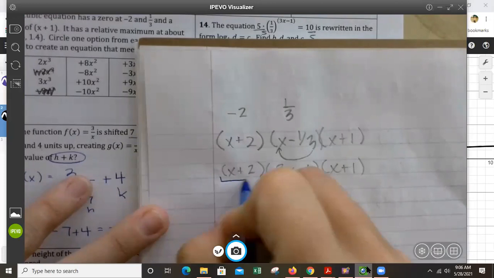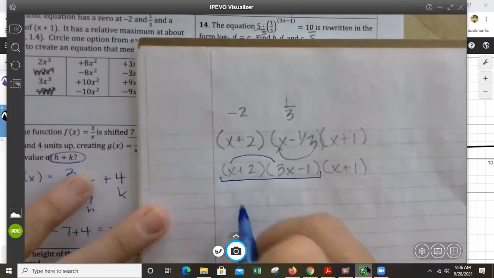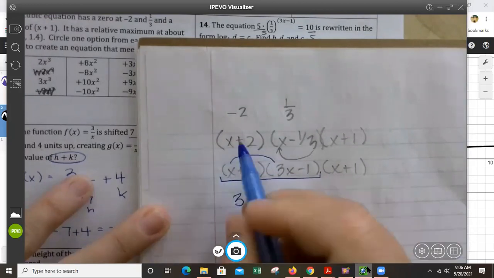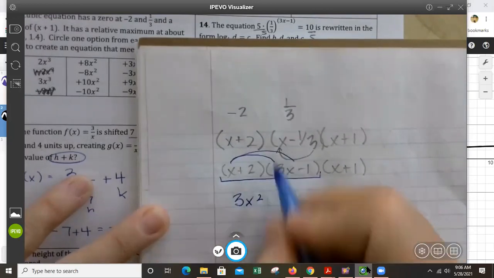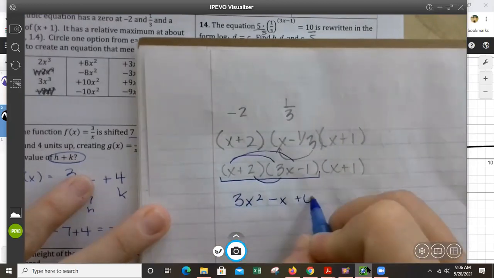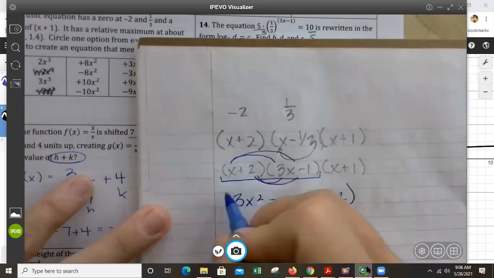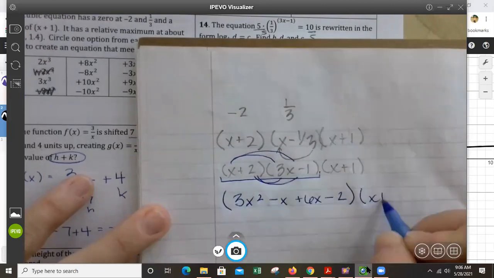I'm going to multiply these first. You can double distribute, you can box, whatever. X times 3x is 3x squared. X times -1 is -x. 2 times 3 is 6x, and 2 times -1 is -2. And then we still have to multiply it by x plus 1.